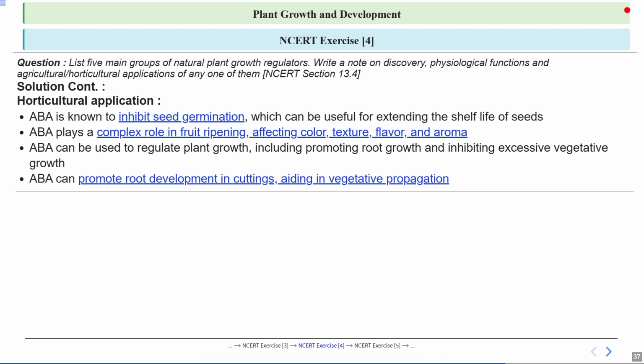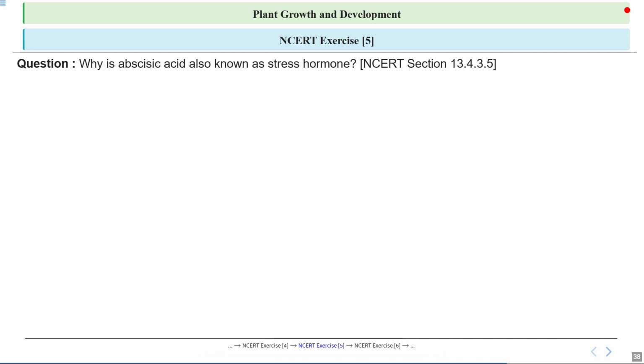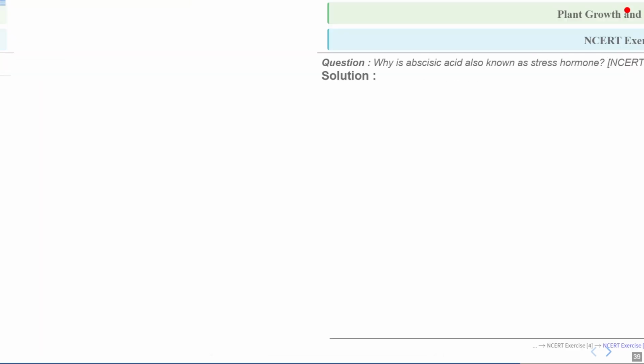So this brings us to the end of this question. So this is question number 5, and the question is why abscisic acid is also called the stress hormone. So this question is covering NCERT section 13.4.3.5. Let's see the answer.